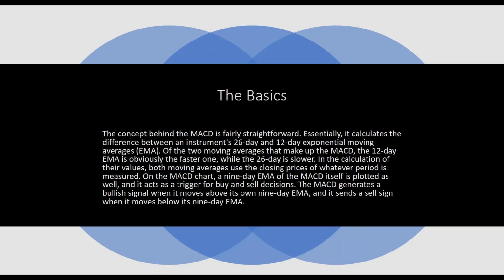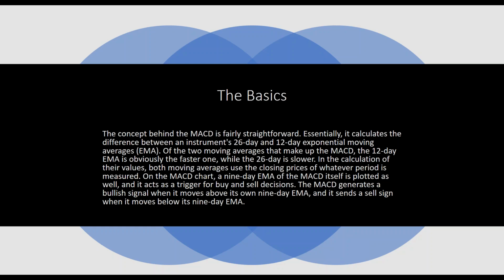Of the two moving averages that make up the MACD, the 12-day, and remember, when we're talking about moving averages, we say 12 days. If you're using a 1 day chart, it's 12 days. If you're using a 1 hour chart, it's 12 hours. If you're using a 15-minute chart, it's the last 12 15-minute bars. But because EMAs or moving averages were all based on daily charts many years ago, everybody refers to it as a 1 day, a 5 day, a 20 day, but it's a time frame moving average.